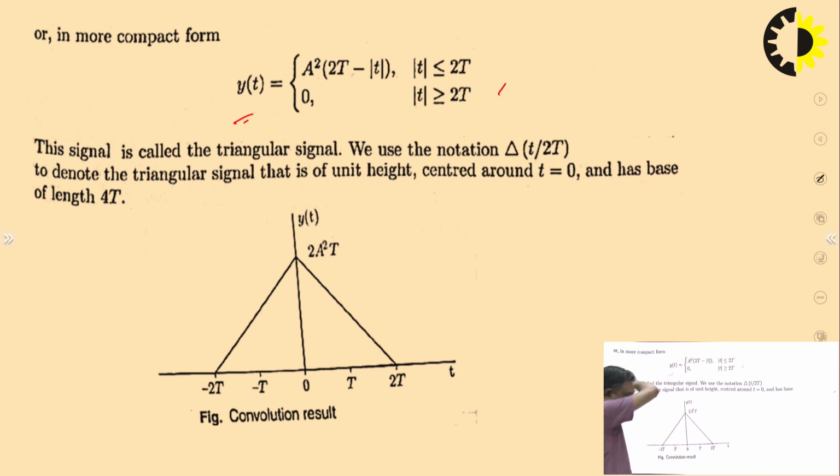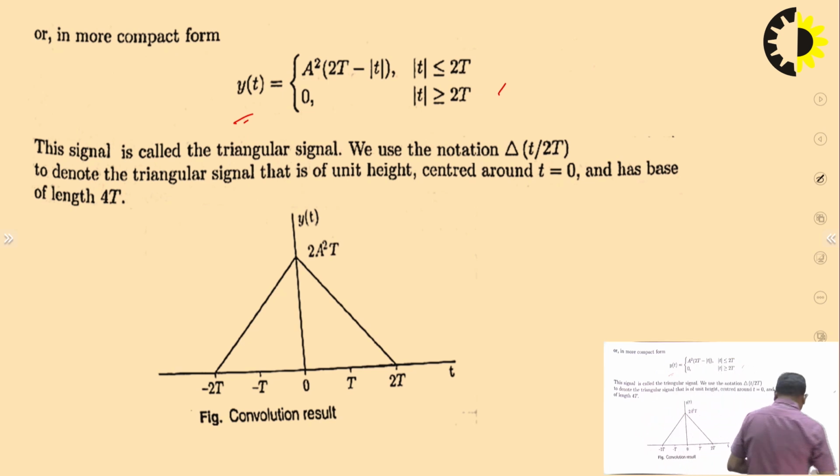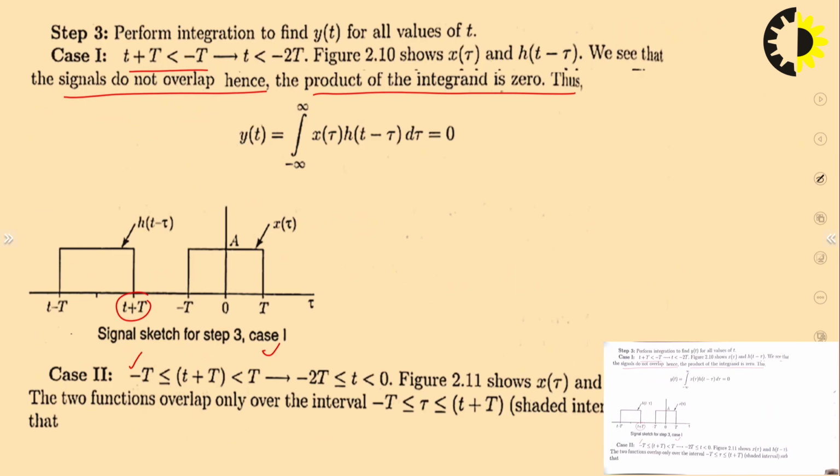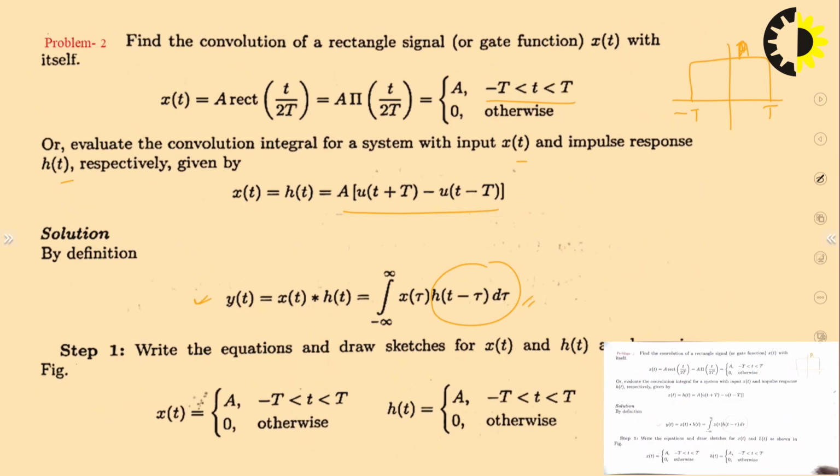If we want to draw the output signal, we can see that the output is basically a triangular signal. So, this is how we have calculated the output for both these signals. Rectangular signals are non-causal signals, so here is the output in the case of non-causal signals.